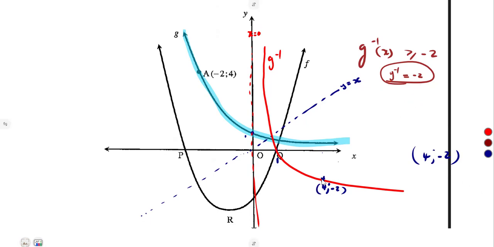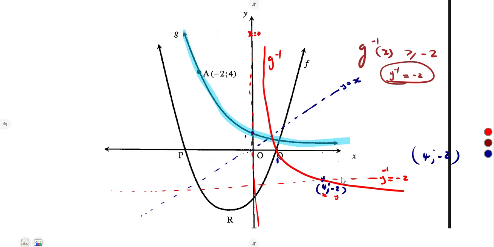Where do we have minus 2? Already we can see that at this point, y is minus 2. So this was the line y is equal to minus 2, which passes through the point 4, minus 2. That is the line of y is equal to minus 2 for the inverse function that you're given.